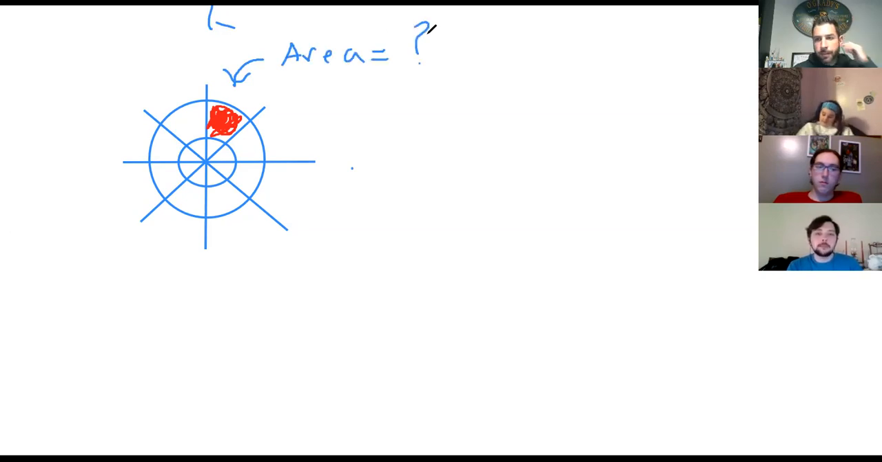Is everybody with me here? Thumbs up. So what is this little piece? Here's the way to think about it. Imagine these circles are very close together, and imagine that we're taking a microscope and really, really zooming in.